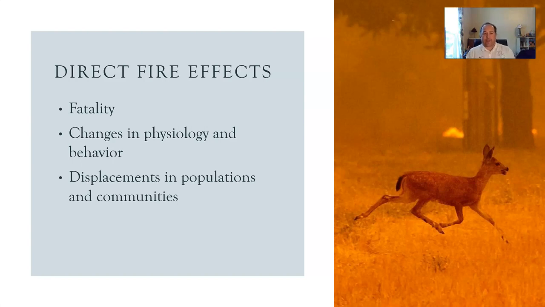And then also the same idea there with displacements in populations and communities, the idea that if their food source is no longer available, they're going to have to go somewhere else. If their place that they would raise their young isn't there, they're going to have to go somewhere else. And maybe they come back, or maybe they find somewhere that they like better or suits them better, and then that animal has changed its pattern. So those are more of the specific direct effects that we can get in fire. A lot more of the negative effects of fire in terms of direct fire effects.